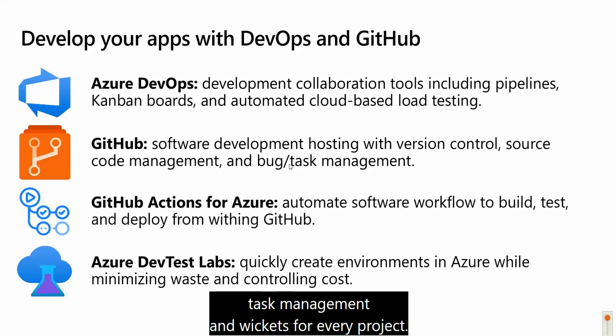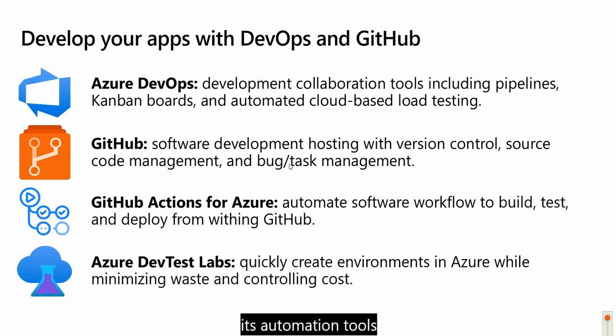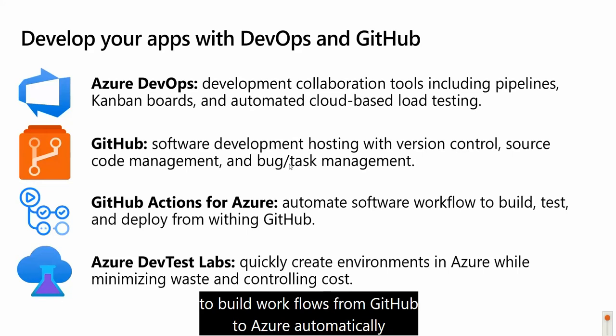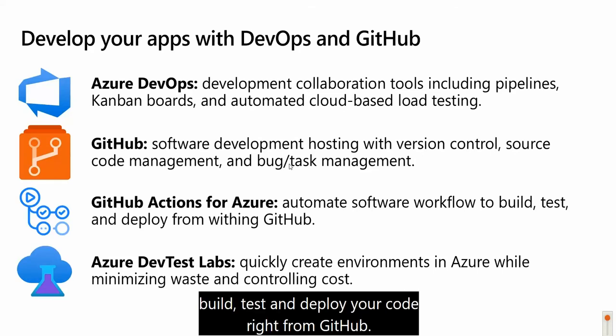And then we also have GitHub Actions for Azure. It's automation tools to build workflows from GitHub to Azure automatically, using an open source version of DevOps repository. It makes it easy to automate all your software workflows, build, test, and deploy your code right from GitHub.